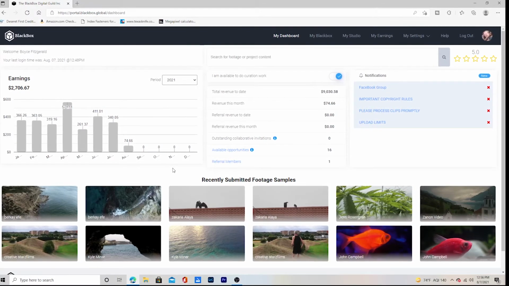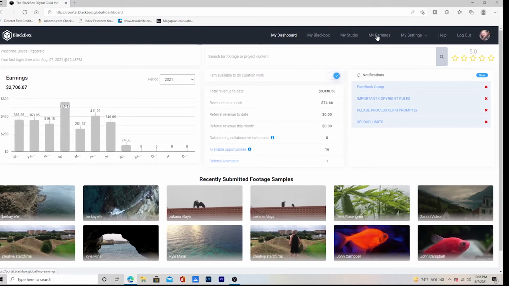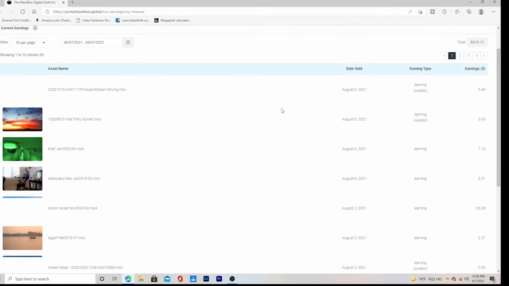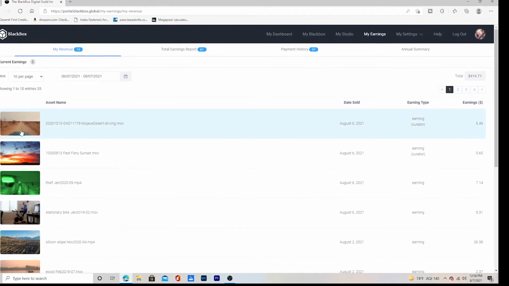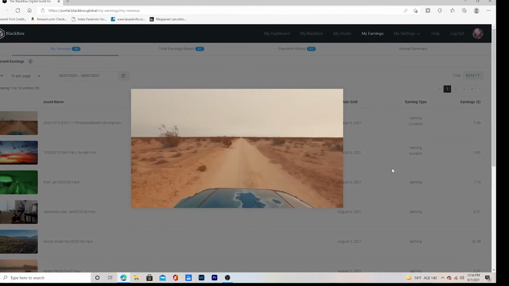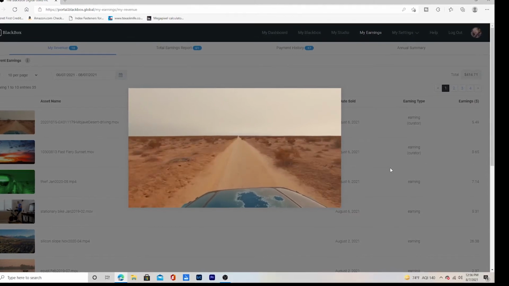I'll jump over here to earnings just to give you a flavor of what type of stuff sells, but the thing that you get out of this really is that diversity sells. This is something that sells over and over again. You wouldn't think that it would just by looking at it. It's a Jeep driving down through the desert from the point of view of the driver. But this sells over and over.